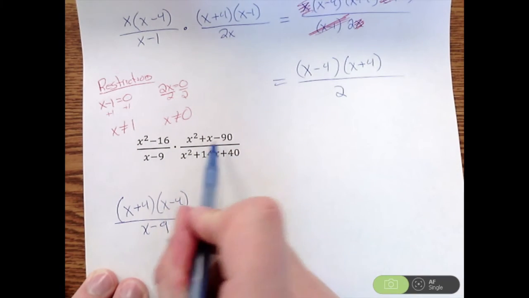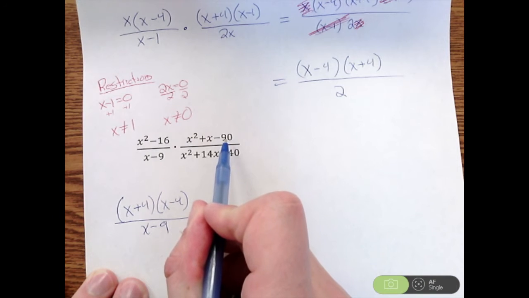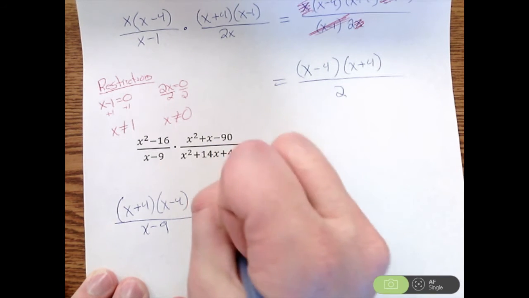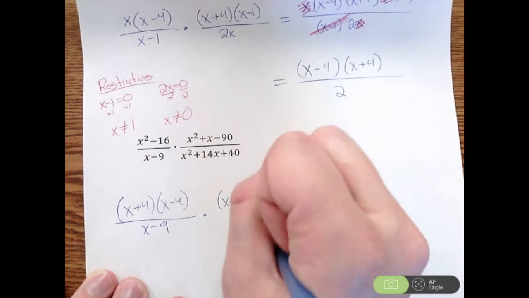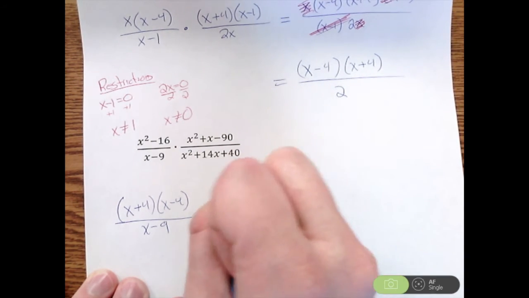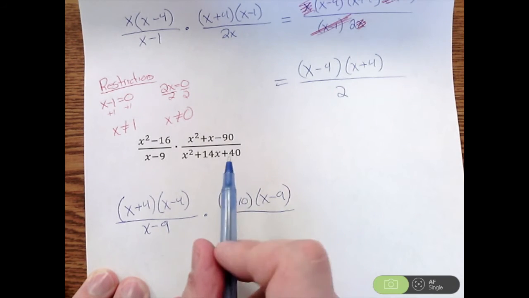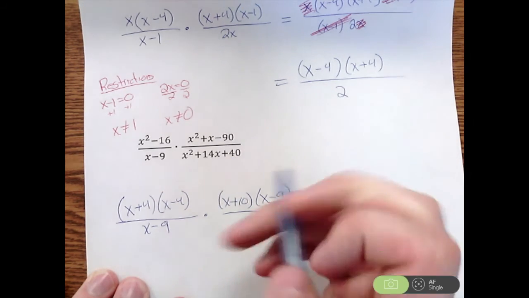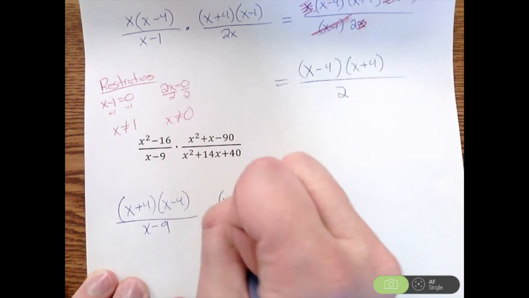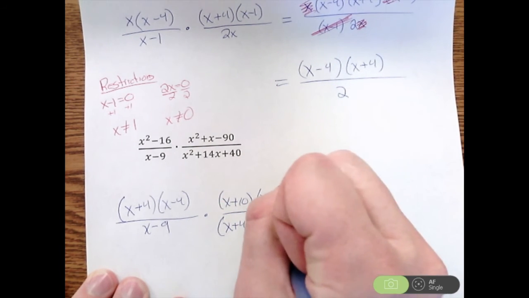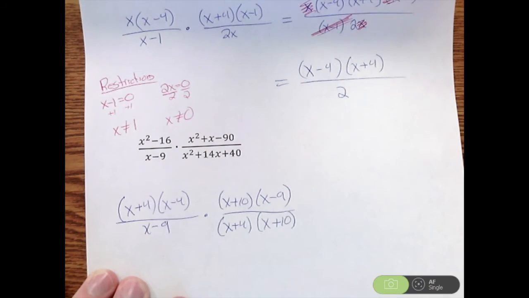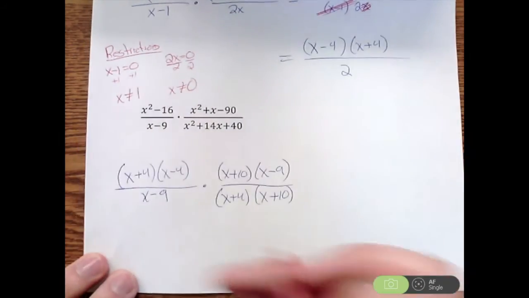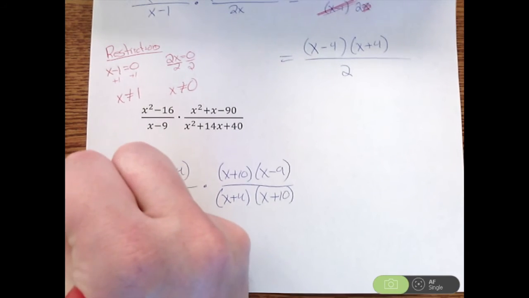Times, and let's factor here, two numbers that multiply to negative 90 but add to 1. Let's see, that is x plus 10 and x minus 9. In my denominator, looking for no GCF there. Two numbers that multiply to 40 but add to 14. x plus 4 and x plus 10. Now before I get to multiplying and simplifying there, we do want to go and find our restrictions.